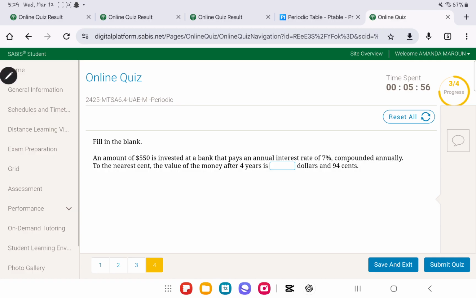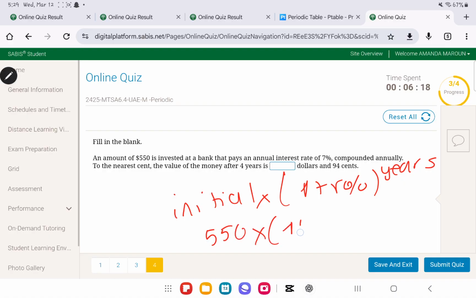An amount of $550 is invested at a bank that pays an annual interest rate of 7%, compounded annually. To the nearest cent, they need the value of the money after 4 years. Again, the equation is initial times 1 plus r% to the power of years. So the initial value is 550 times 1 plus 7% to the power of 4 years. Put it on your calculator. To the power of 4 years, you are going to get an answer which is 720.937.